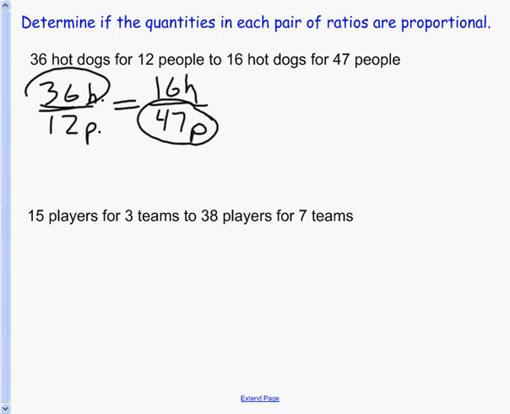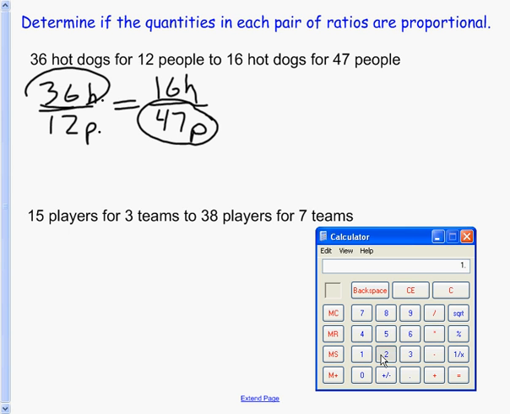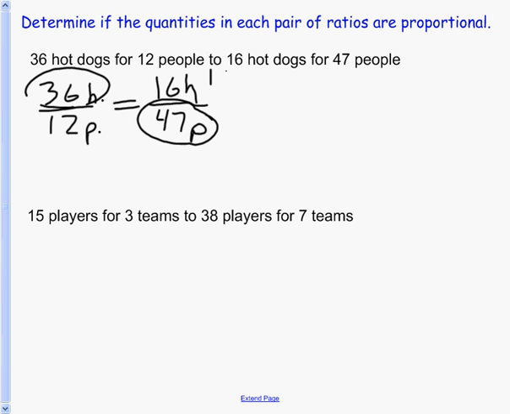If we have to multiply it out here, 16 times 12 is 192. And 192 is less than, if we rounded this off, 40 times 30 is going to give us over 1,000. So this is going to be over 1,000. So we just can say right off the bat, not equivalent.